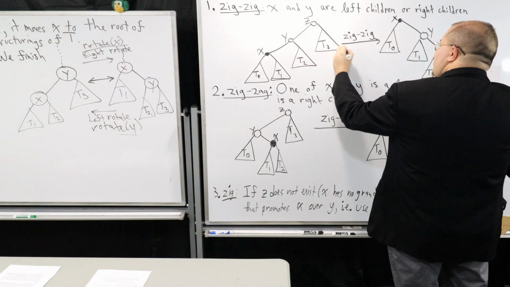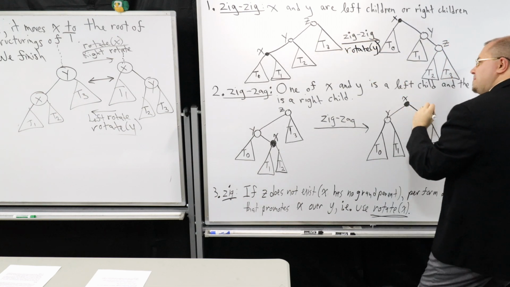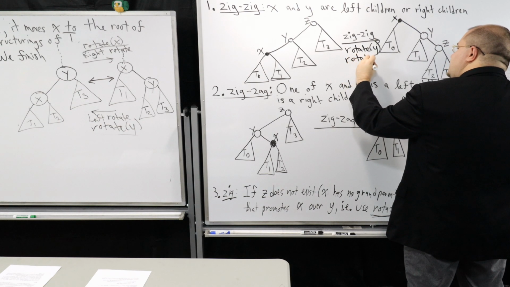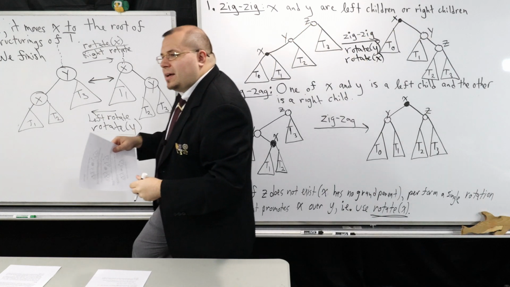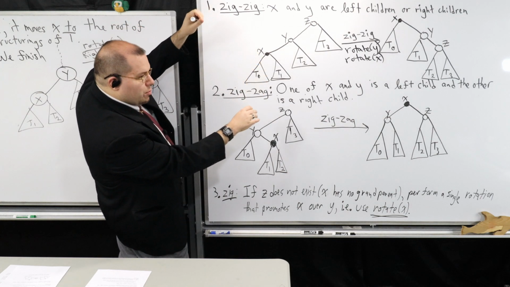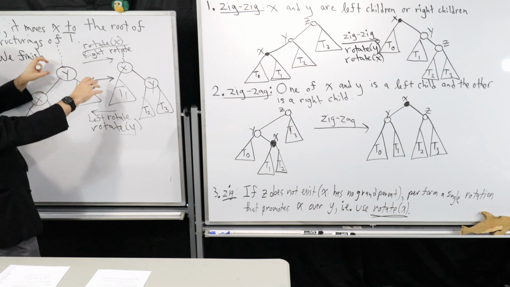So what I'm going to do is apply rotate on Y, and then apply rotate on X. This is what the double rotation is going to look like: I'm going to take Y and promote Y. That means I'm going to demote Z.